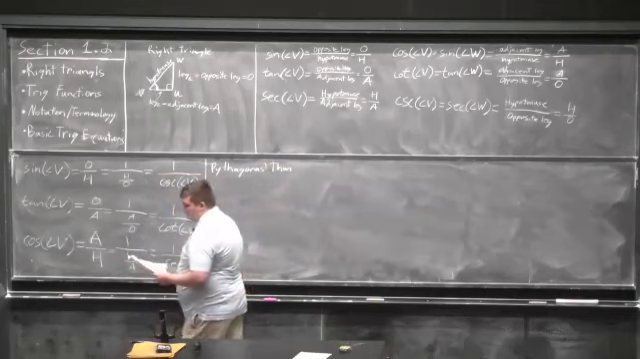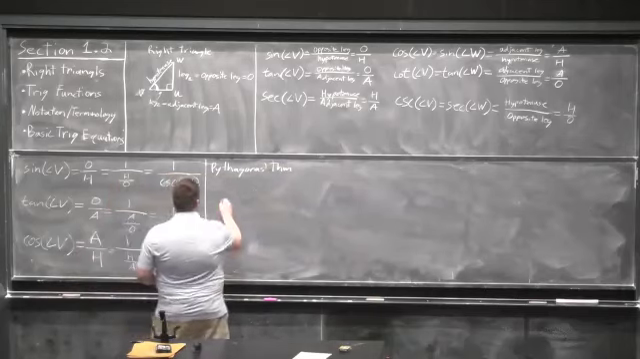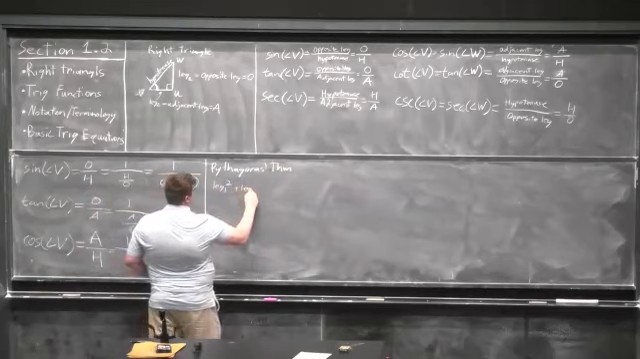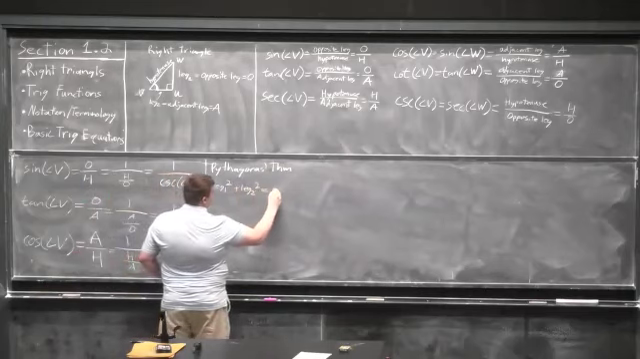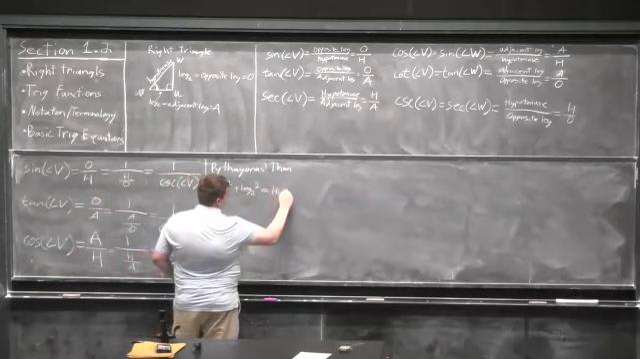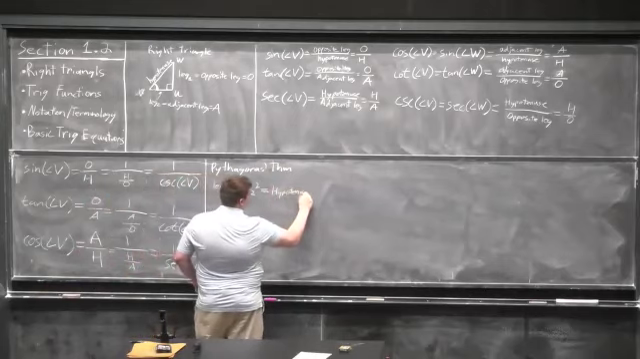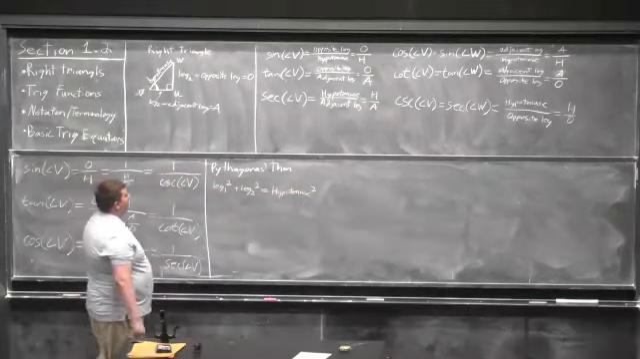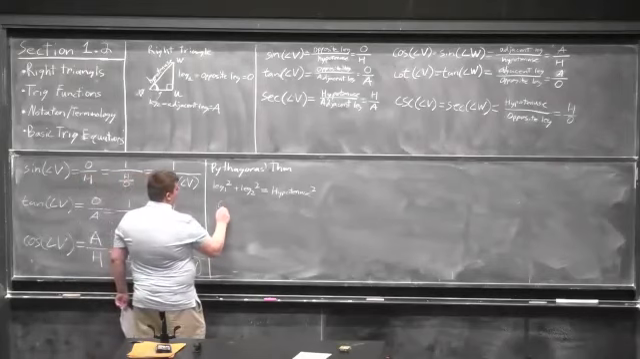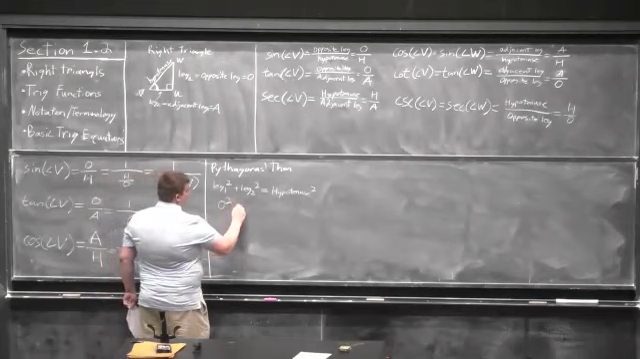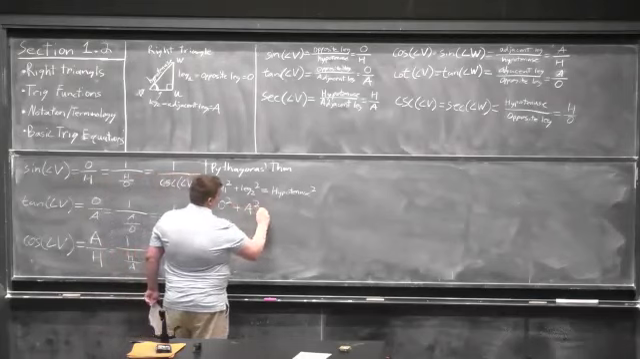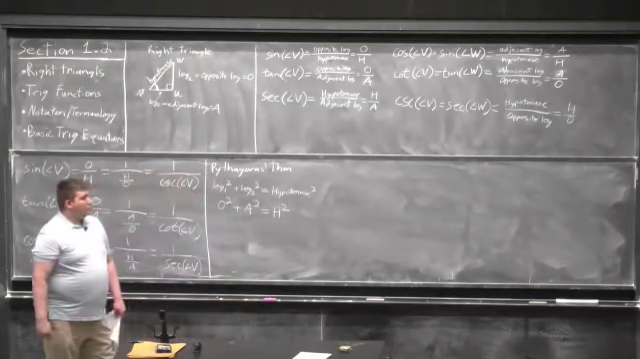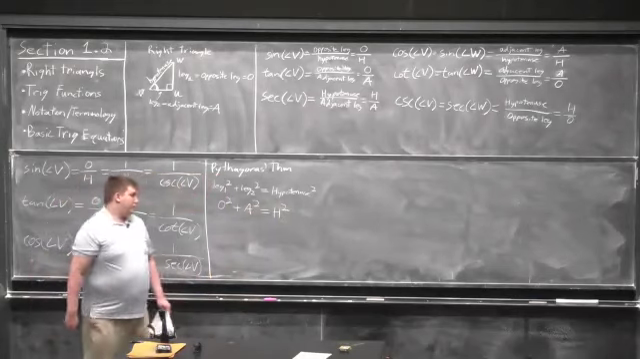And Pythagoras' theorem states that leg 1 squared plus leg 2 squared is equal to the hypotenuse squared. So assigning our naming convention, we have opposite squared plus adjacent squared equals hypotenuse squared. What if we divide by h squared?